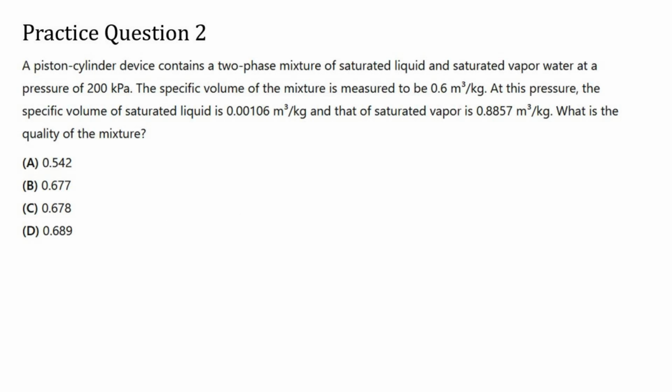Practice question 2. A piston cylinder device contains a two-phase mixture of saturated liquid and saturated vapor water at a pressure of 200 kilopascals. The specific volume of the mixture is measured to be 0.6. At this pressure, the specific volume of saturated liquid is 0.0016, and that of saturated vapor is 0.8857. What is the quality of the mixture?